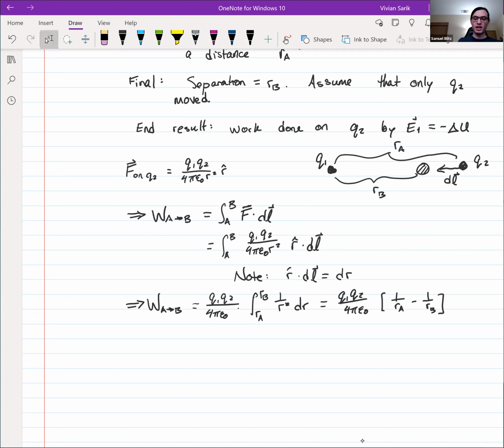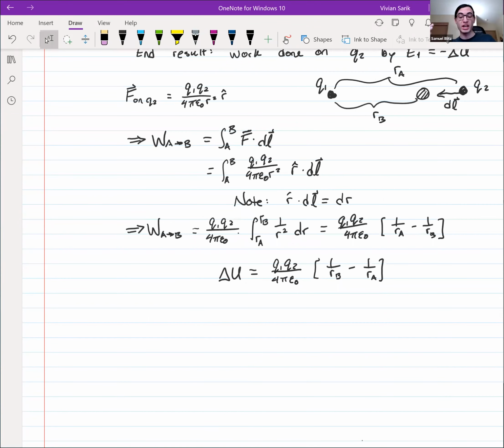And so the change in potential energy, sorry, I can't talk, is just the negative of that. And so it's just Q1 Q2 over 4 pi epsilon naught, sorry, that's a 2, times 1 over RB minus 1 over RA. It's just the negative of the work done. And so this is just the change in the electric potential energy of the system.